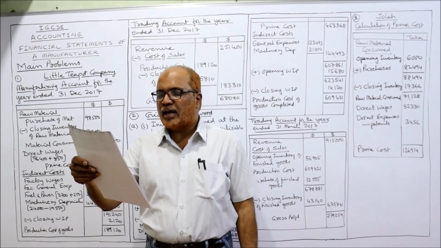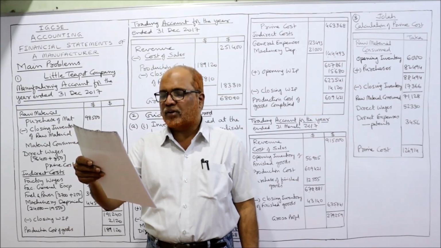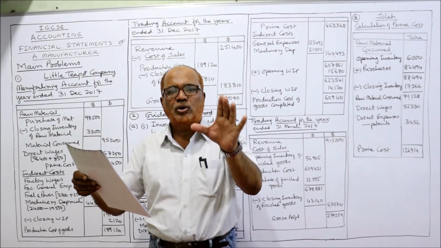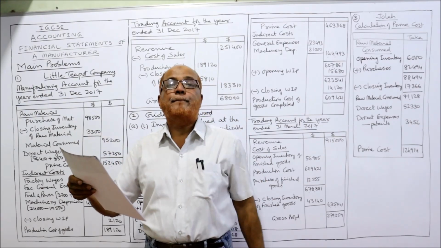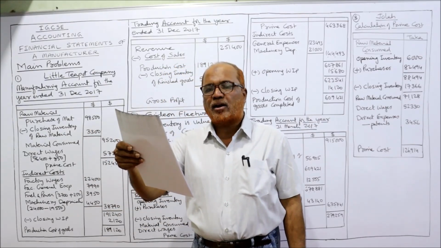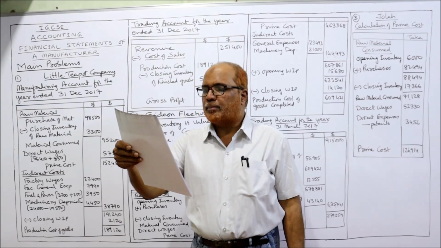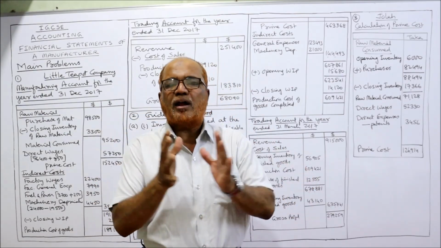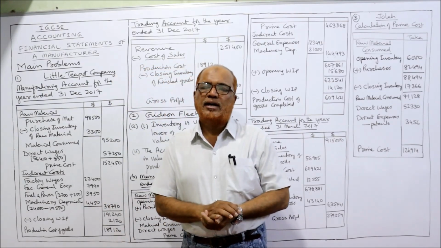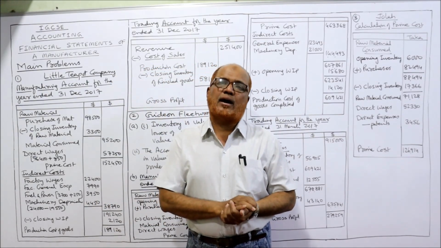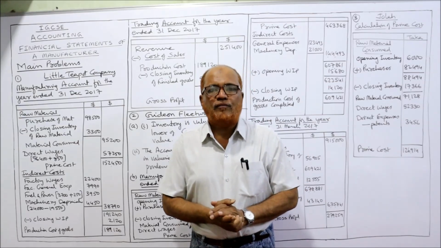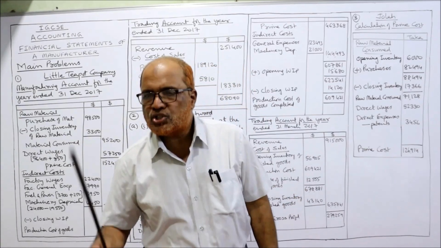Now, part A. Prepare the manufacturing account of the Little Teapot Company for the year ended 31st December 2017. So first question, you are required to make the manufacturing account. And secondly, prepare the trading account for the Little Teapot Company for the year ended. So we are required to make two accounts. The first account, the manufacturing account, and the second account, the trading account, to find out the gross profit. So first of all, we go to make the manufacturing account.